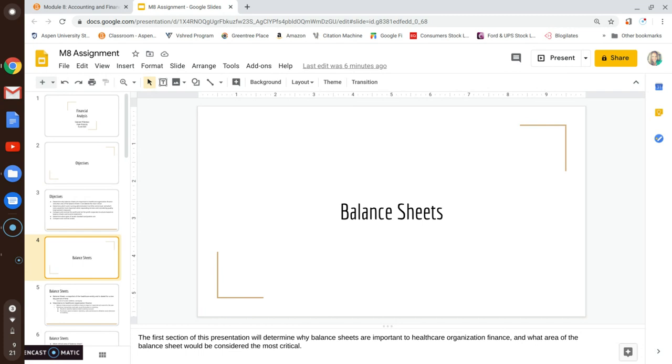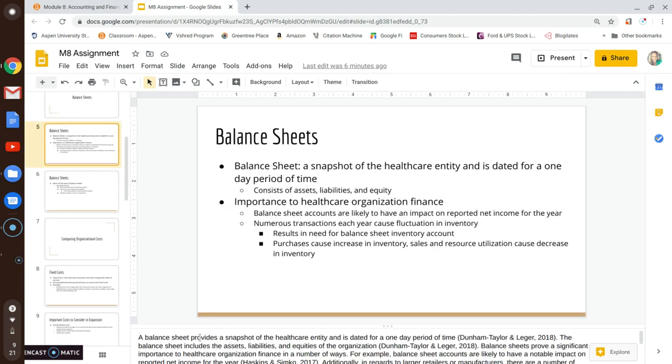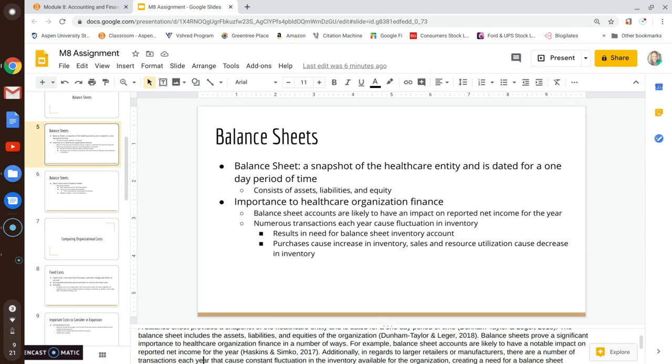The first section of this presentation will determine why balance sheets are important to healthcare organization finance and what area of the balance sheet would be considered most critical. A balance sheet provides a snapshot of the healthcare entity and is dated for a 1 day period at a time. The balance sheet includes the assets, liabilities, and equities of the organization. Balance sheets prove to be of significant importance to healthcare organization finance in a number of ways.